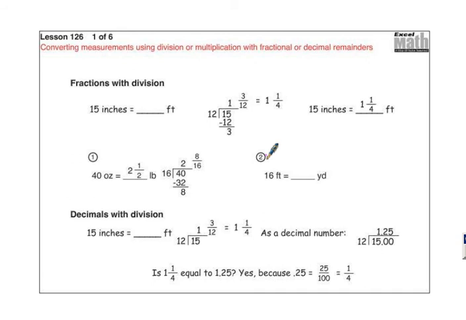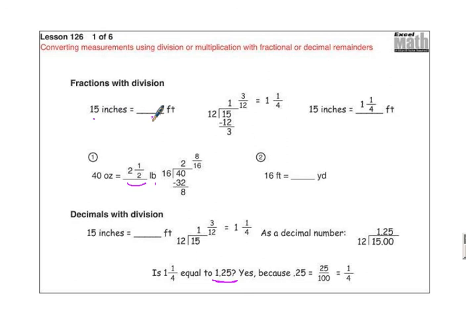Sixth grade Excel, lesson 126, converting measurements using division or multiplication with fractional or decimal remainders. Up till now, you haven't had any mixed numbers for your measurements, and you haven't had any decimals for your answers with measurements. Now we're going to have those, and we're going to show you how to do them right now. So fractions with division, here we go.